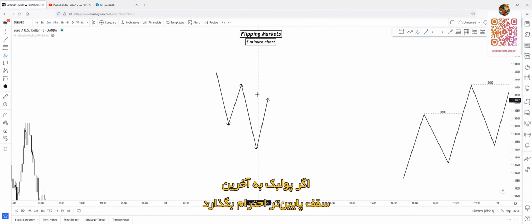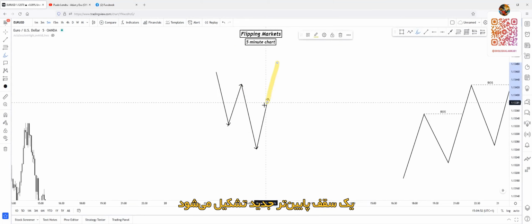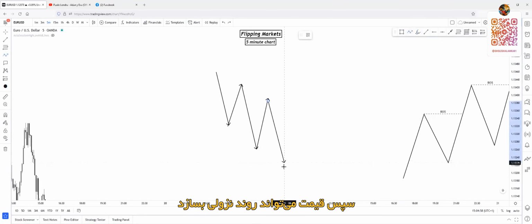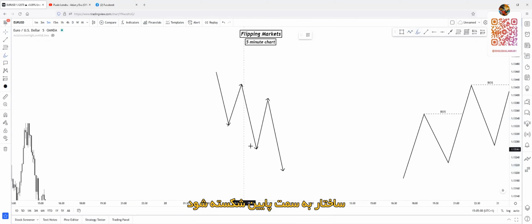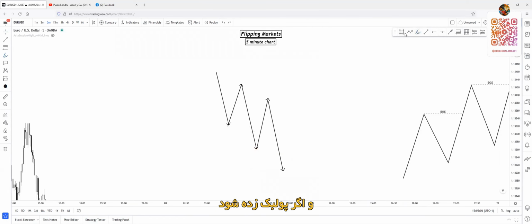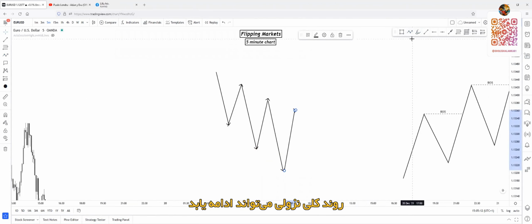If the pullback respects the last lower high point, which is this one, so it doesn't break above it, it will create a new lower high. This will be a new lower high. And after this, price can continue the bearish trend, break structure to the downside, and create another breakout here. And if the pullback happens, if it respects the last lower high, which is this one, it can continue the overall bearish trend.